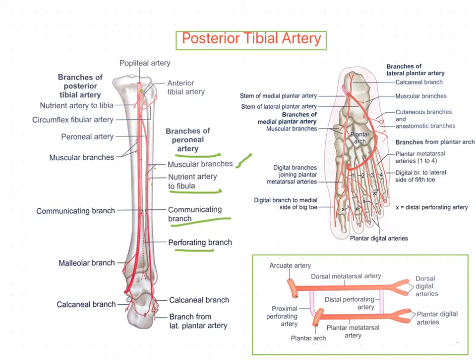The posterior tibial artery is one of the longest arteries on the posterior part of the leg. It gives some muscular branches for the muscles of the posterior aspect, and at the level of the ankle joint it gives some malleolar branches. It also gives some calcaneal branches, and finally it ends as the plantar artery.